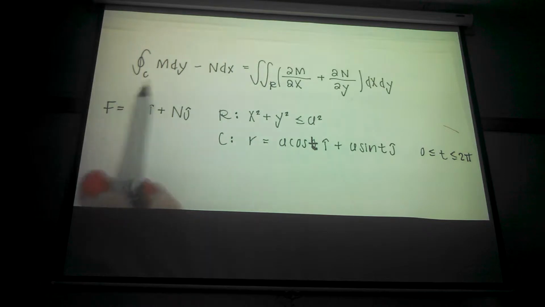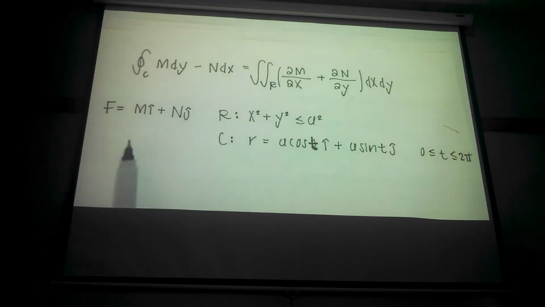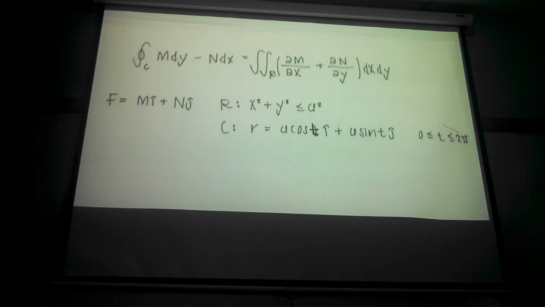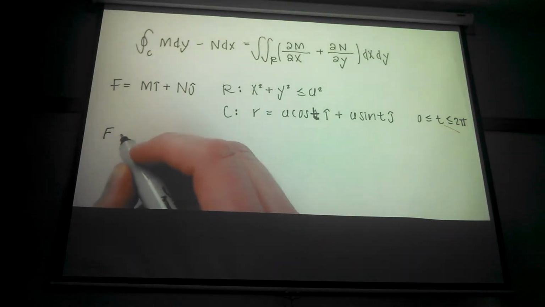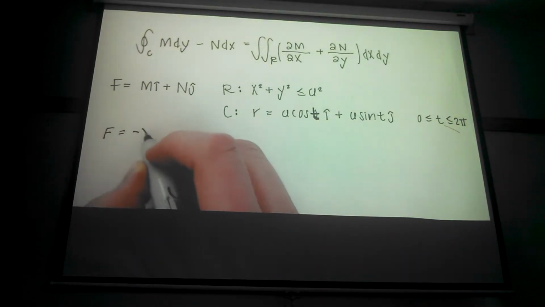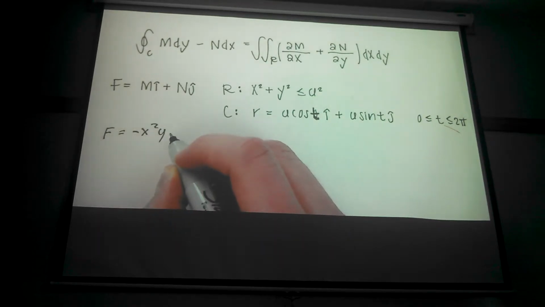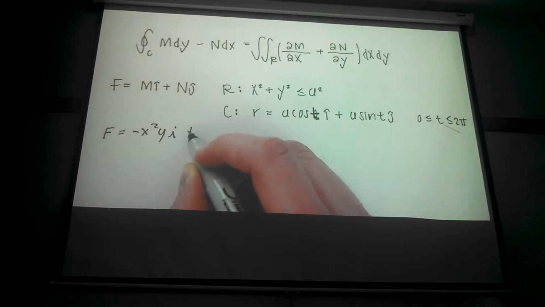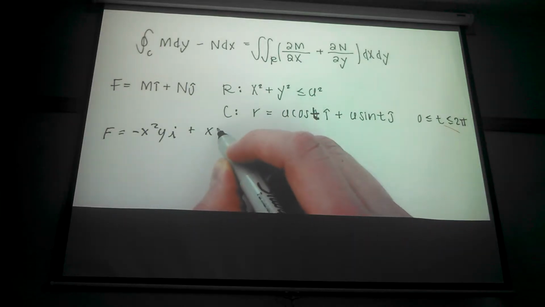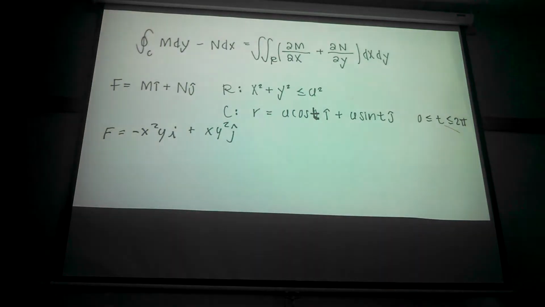In Green's theorem, we can either use the method where we take our m from our F vector and plug it in our n and integrate it that way, or we can take the double integral of our partial of m with respect to x plus our partial of n with respect to y. Alright, so doing the first method, we know from the problem that our F vector is negative x squared y i component plus x y squared j component.